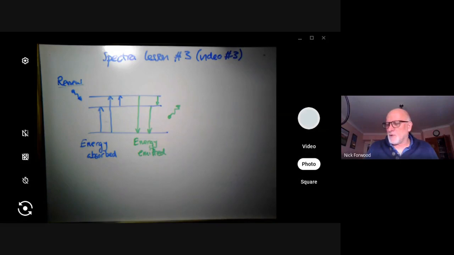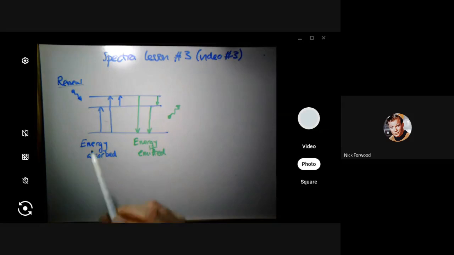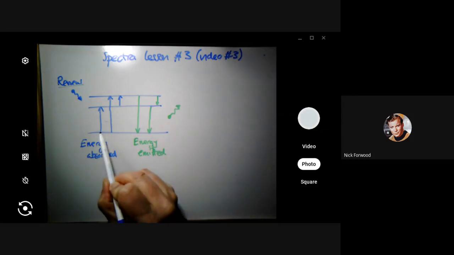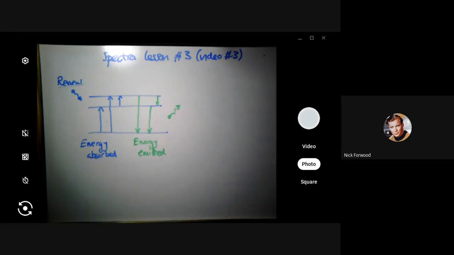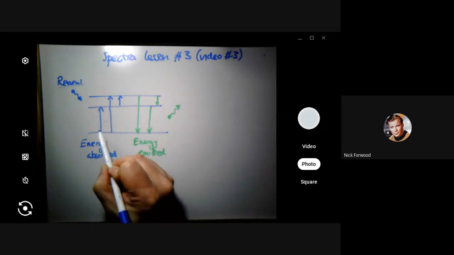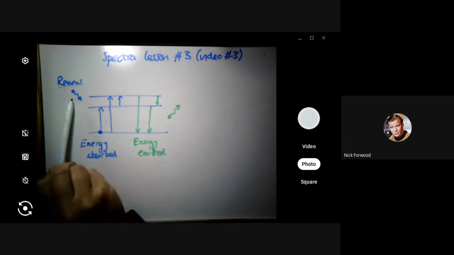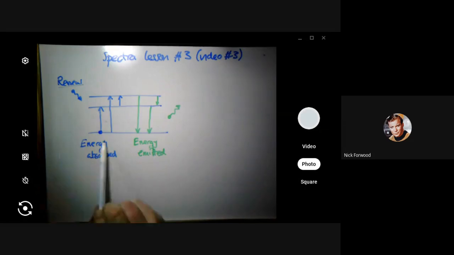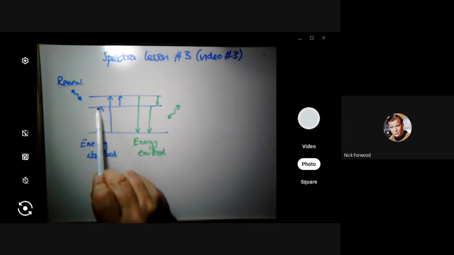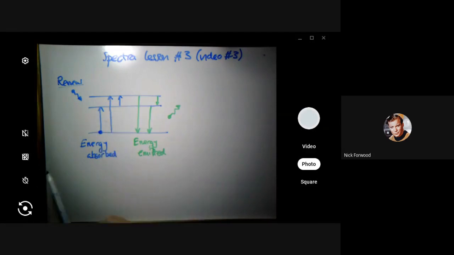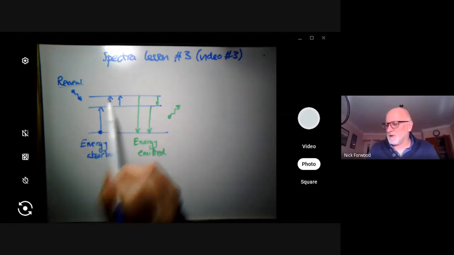A quick review of what we've done so far. We've got these energy level diagrams, and we know that electrons can move from one level to another, but they can't stop in the middle. It's got to be a whole energy level, like rungs on a ladder, or none at all. So I've got an incoming photon, and if I've got an electron down here, the electron can absorb the energy of the incoming photon, and the electron can move up a level. And we know that the electrons can move up levels in smaller or larger steps.